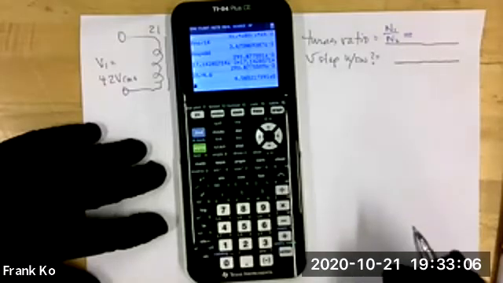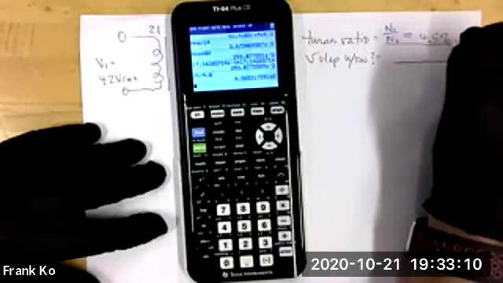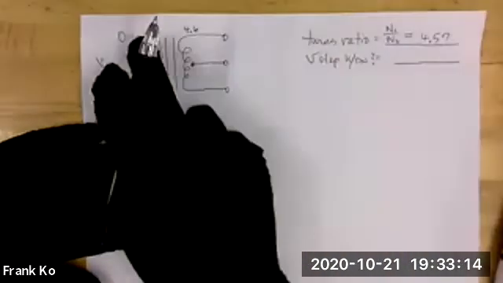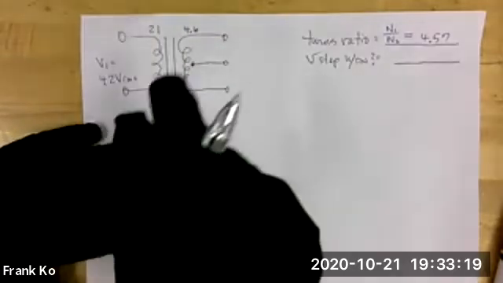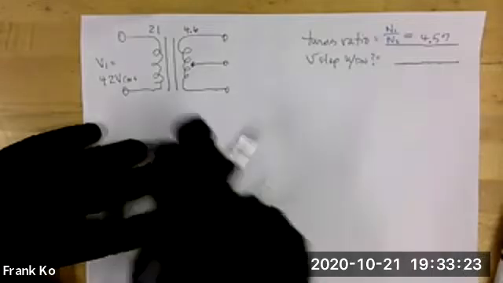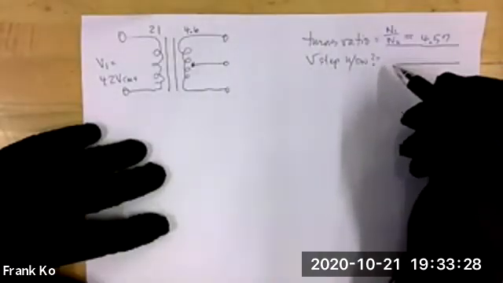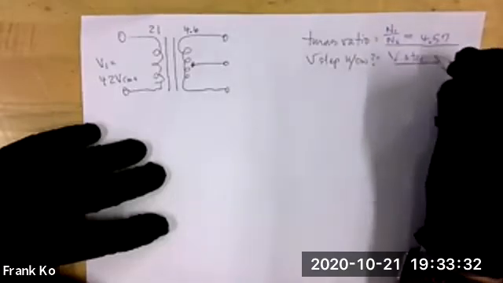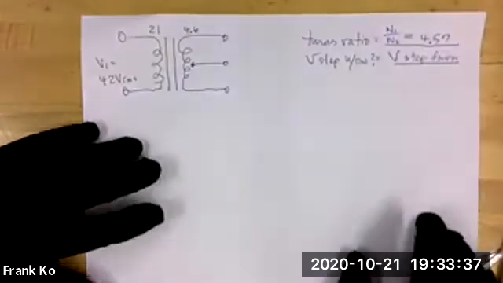4.57. So 4.57 is your turns ratio. As you look at the turns ratio, do we have a larger number of turns in the primary or in the secondary? Larger in the primary, smaller in the secondary. What's that tell you about voltage step up or step down? This is a V step down. If you have a smaller number of turns in the secondary, it's a V step down.